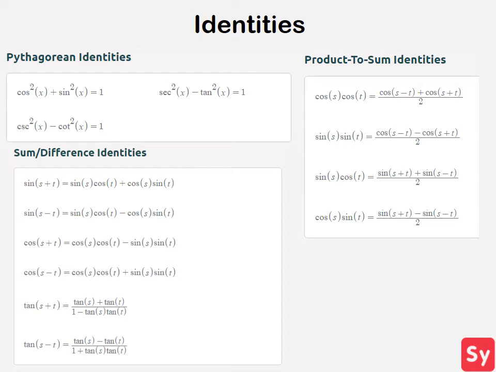Next, here are some identities that are good to memorize. You can find these and more at the Symbolab website under the Cheat Sheets tab. These identities will help make evaluating functions easier. Let's see some examples of evaluating trig functions.